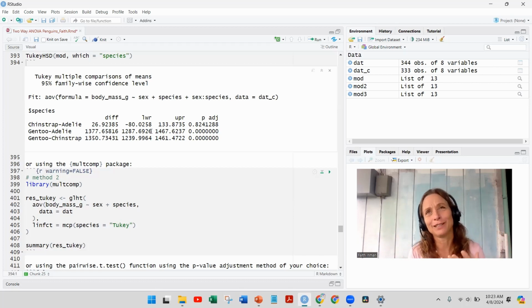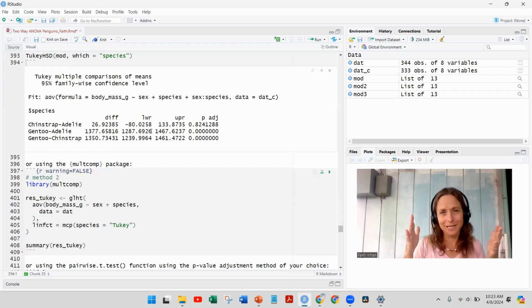It's not about how we feel. It's not our emotional state. It's the math. Within the 95% confidence interval, we can safely state that the difference between the mean weight of Gen 2 and Adelie is not zero. Therefore, we reject that null hypothesis.